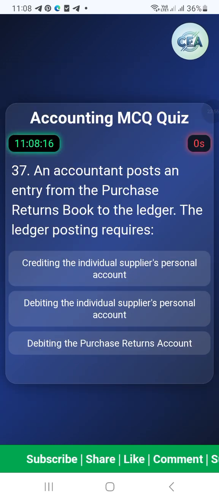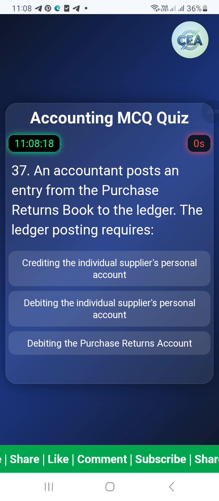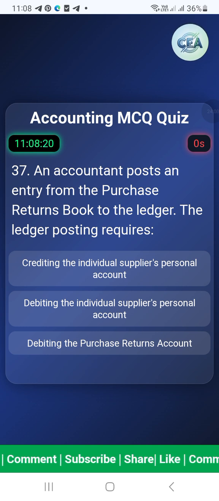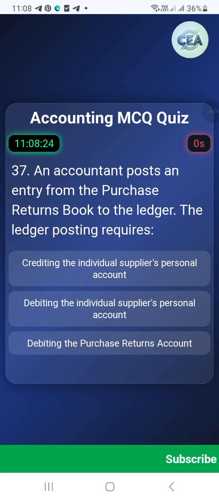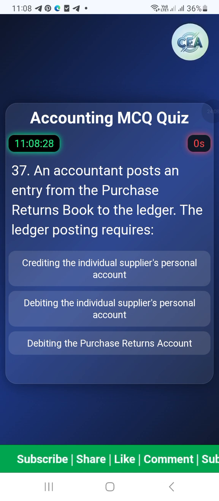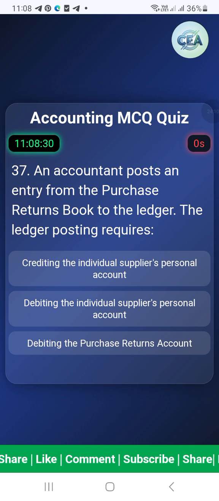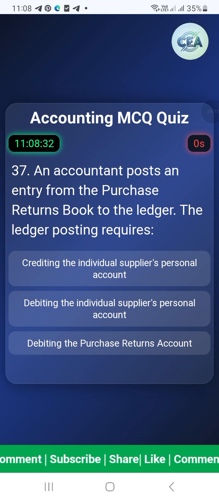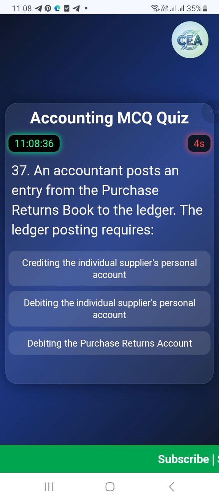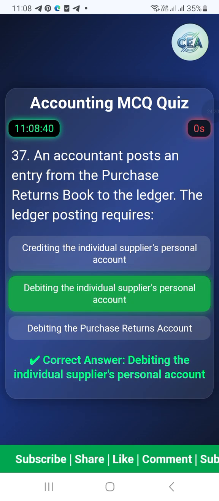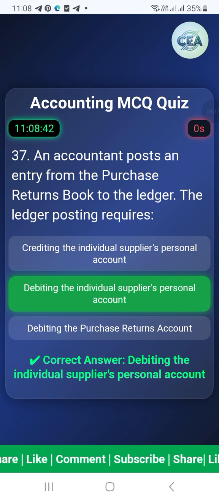37. An accountant posts an entry from the purchase returns book to the ledger. The ledger posting requires Option 1. Crediting the individual supplier's personal account. Option 2. Debiting the individual supplier's personal account. Option 3. Debiting the purchase returns account. Correct answer is debiting the individual supplier's personal account.